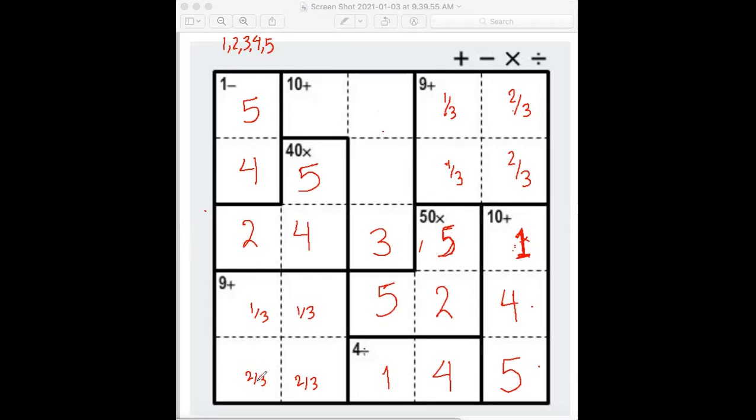Well, if that's 2, we know that these are 2 and 3. So if this is 2, this must be 3, this must be 2. So those numbers are 3 and 2. And so these are 1 and 3.